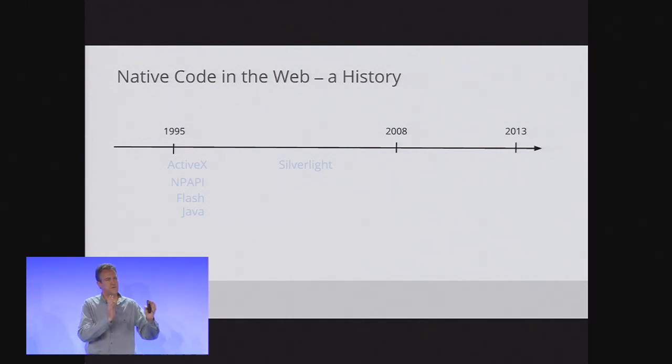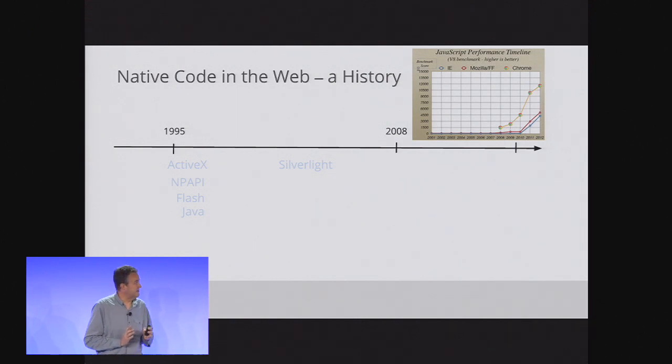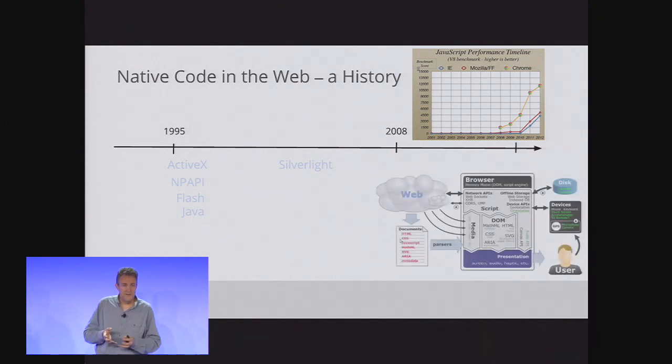So fast forward now to 2008. In 2008, JavaScript takes a new turn. Chrome ignites the JavaScript performance spiral that we've all witnessed over the last 5 years. And the web's not been static. The browser has been growing this open web platform that has all these features we've been hearing about today and we'll hear about tomorrow. And so it's a much richer platform.